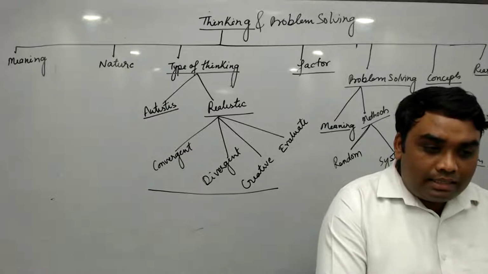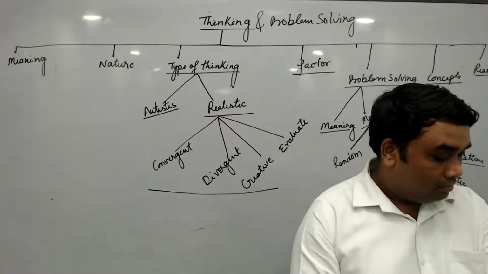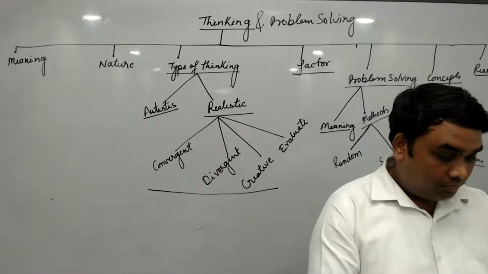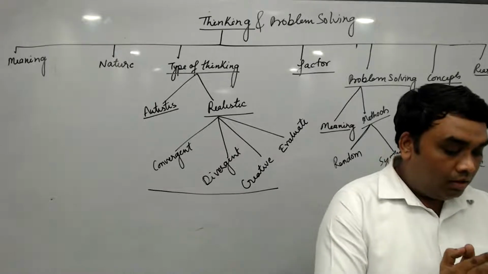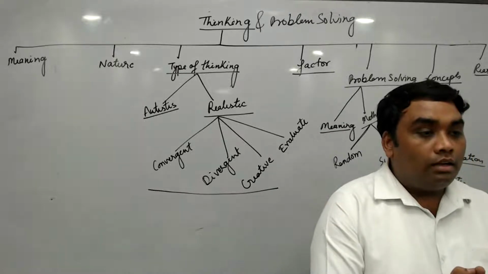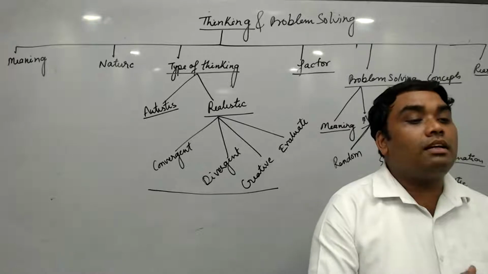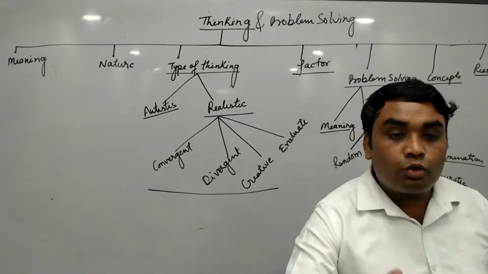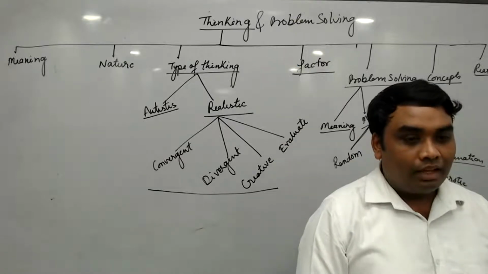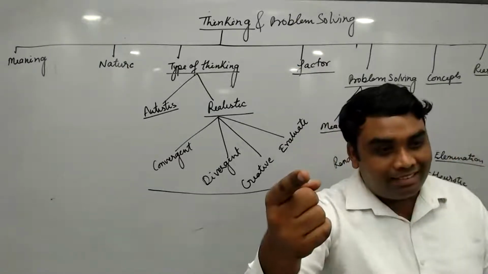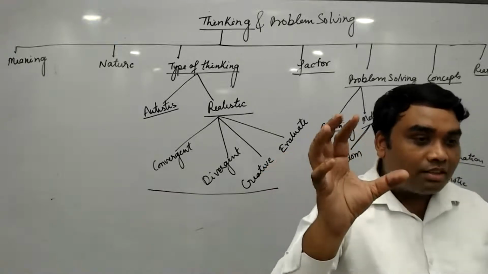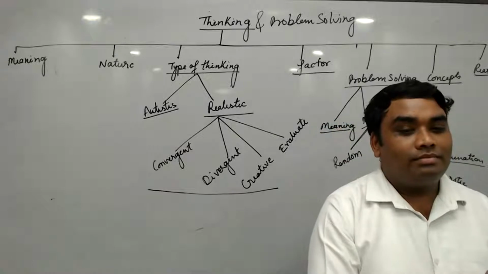Like Ashish is a hard-working boy. This conjunctive concept means Ashish is hard-working so that he succeeds, so that he passes the exam. So hard work is justifying success. So this is conjunctive.